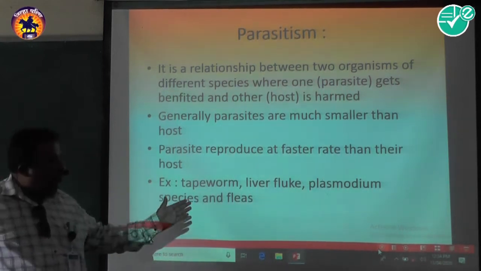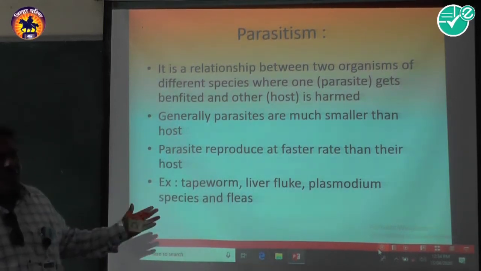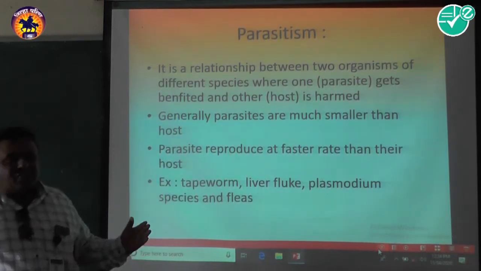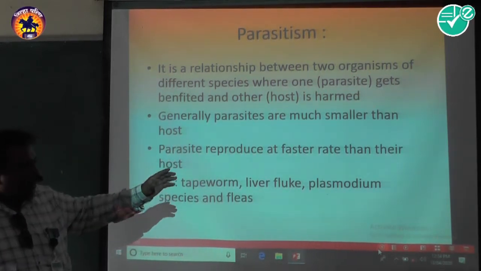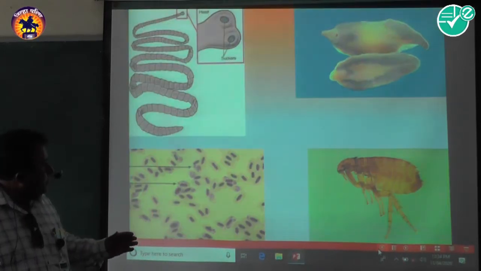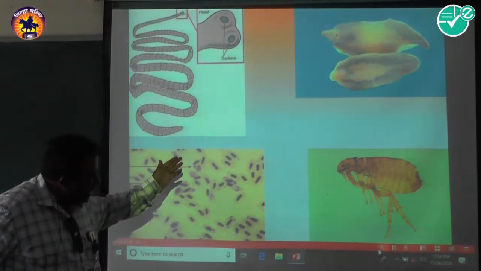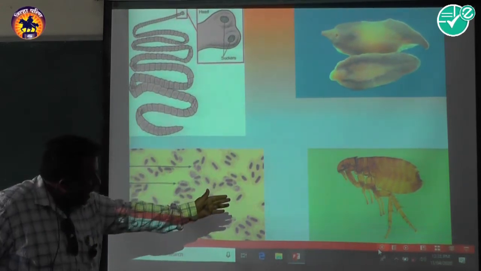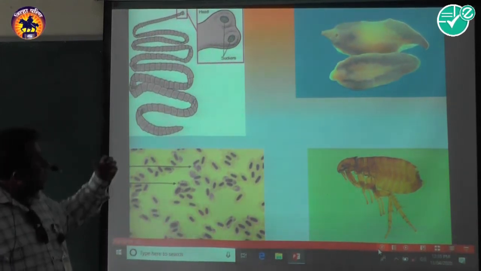Examples are the tapeworm, liver fluke, and plasmodium, and various other species, where these types of parasites are present inside and outside of the body of the host. On the basis of their presence, they are of two types. Some parasites, like the tapeworm, are present inside, and others are present inside and outside of the host, getting fed from the host.